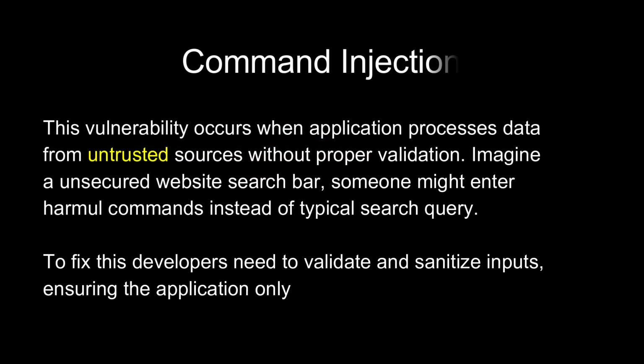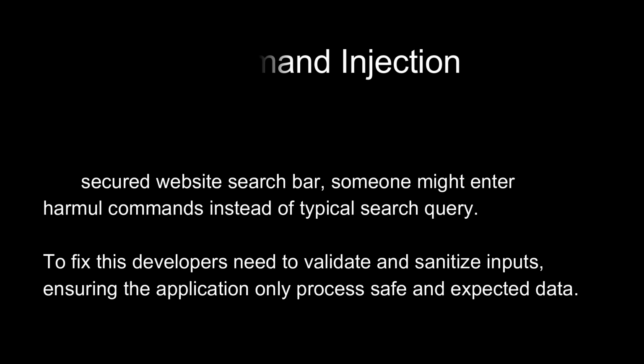Command injection or execution vulnerability occurs when a computer program processes data from an untrusted source without proper validation. Imagine a website search bar. If not secured, someone might enter a harmful command instead of a typical search query. It is like a sneaky backdoor. To fix this, developers need to validate and sanitize inputs, ensuring the application only processes safe and expected data. It is a crucial lesson in building secure websites, apps, or software.